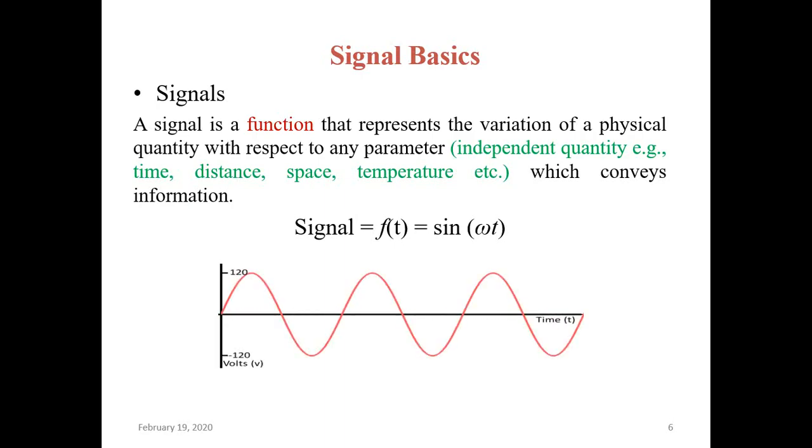This is the diagram of a signal. Here we have time and voltage. By changing the value of time, the voltage is also changing in the range of plus 120 to minus 120. In this section, the x-axis is used for the independent quantity and the y-axis is for the dependent quantity.